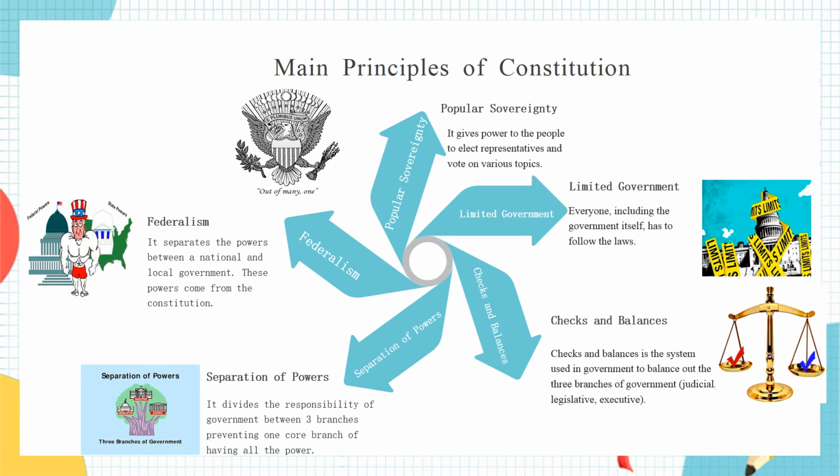The fifth is federation. It separates powers between a national and local government. These powers can come from the Constitution. All these principles aim to build a democratic nation.